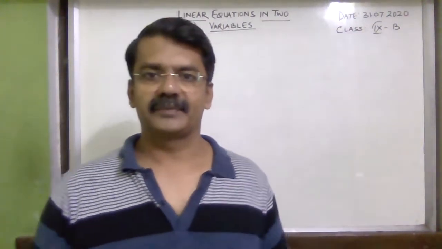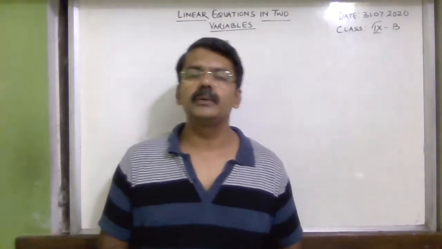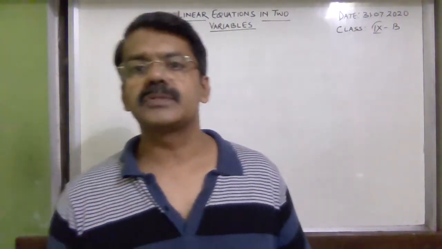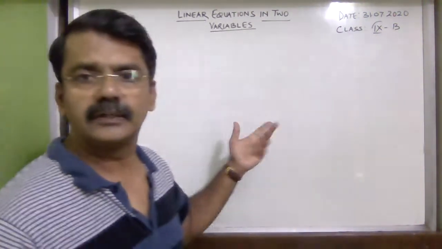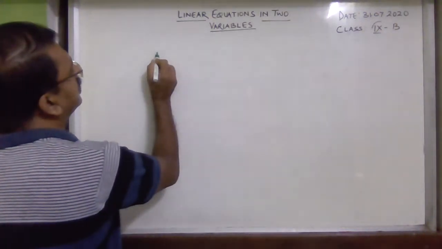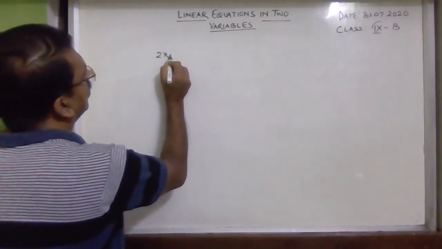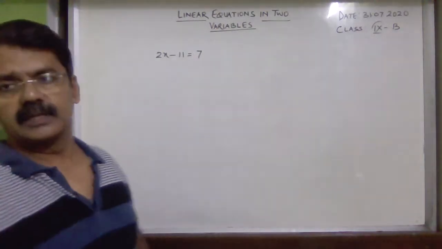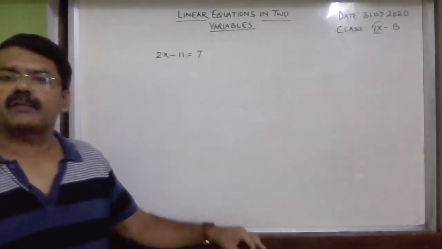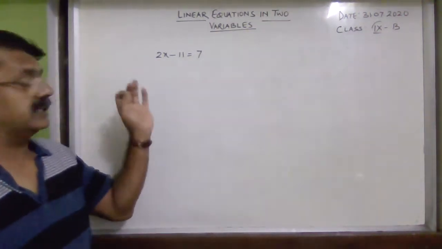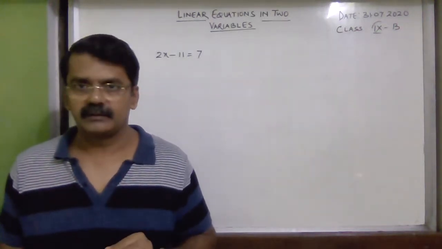Dear students, welcome back. As I told you in the previous lecture, today I am going to start the solution of a linear equation in two variables. Now suppose there is an equation 2x minus 11 is equal to 7. Here the highest power of x is 1, so definitely it is a linear equation, but it is a linear equation in one variable.